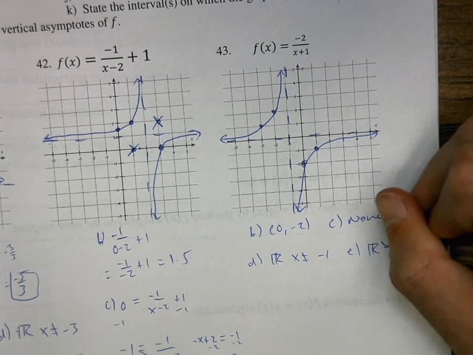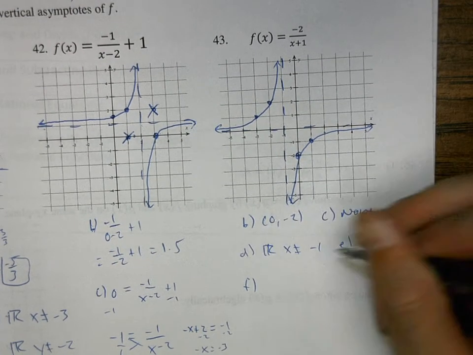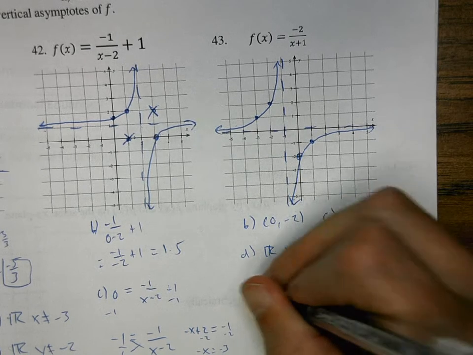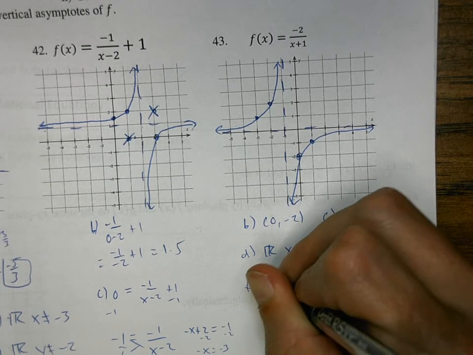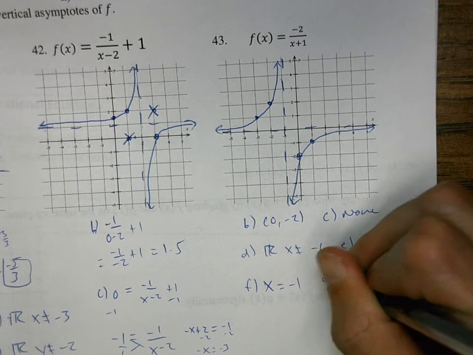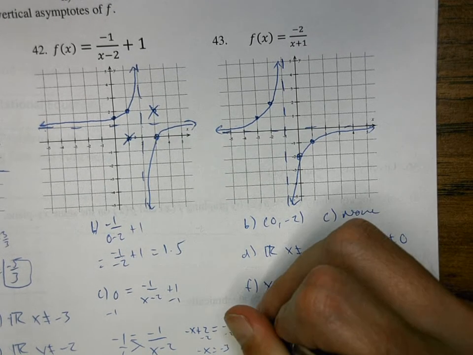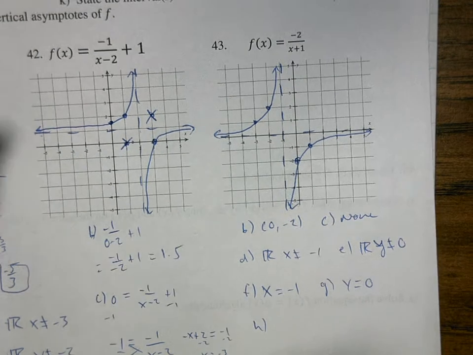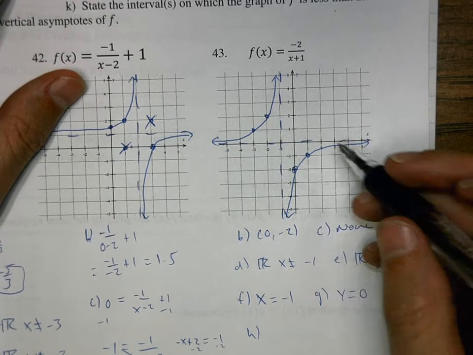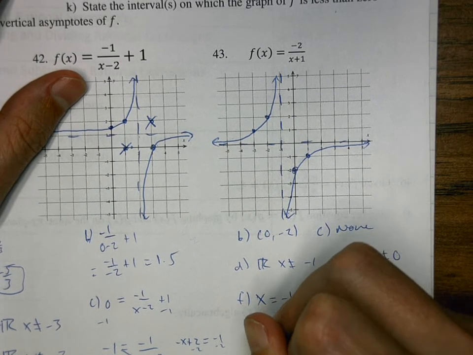F, state any vertical asymptotes. Dang it. X equals negative 1. G, horizontal asymptotes, y equals 0. H, state the interval where it's increasing. It's increasing pretty much everywhere except for that asymptote. So negative infinity to negative 1, and from negative 1 to infinity.